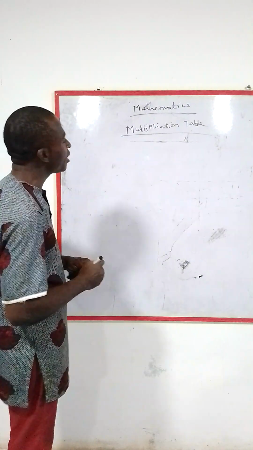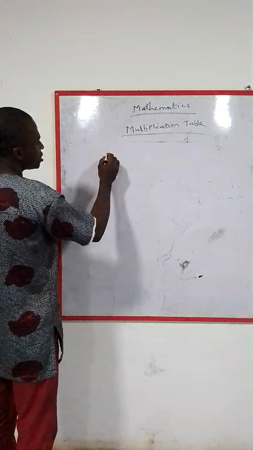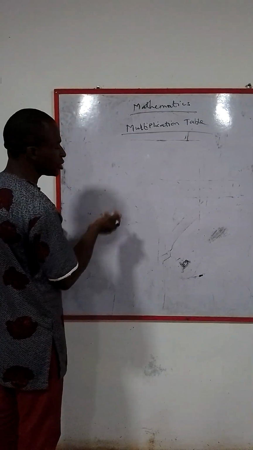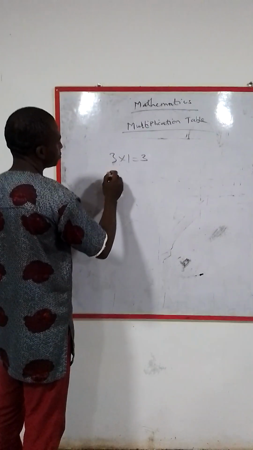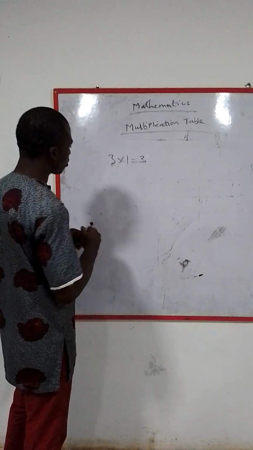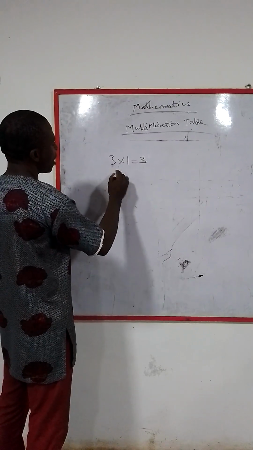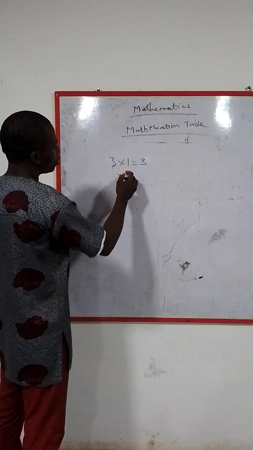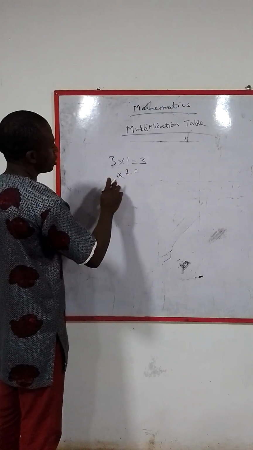Number one of them is the multiplication table. I will start with the multiplication table, which is 3 times 1 is equal to 3. Some people find it difficult to memorize this multiplication table. I've created a list for you to memorize it so easily, if you want to.